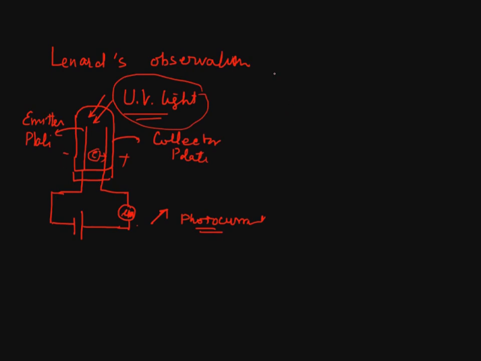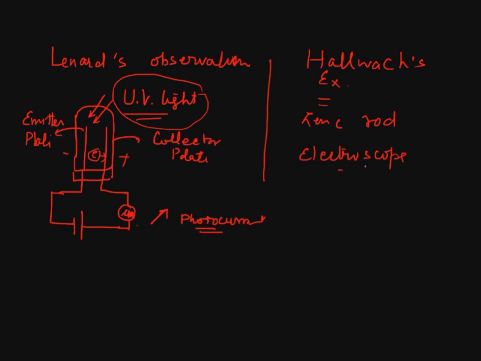Later on, another experiment was given by Hallwachs. एक्सपेरिमेंट में उन्होंने क्या किया, उन्होंने जिंक रॉड लिया, जिंक रॉड को उन्होंने कनेक्ट कर दिया with that of an electroscope, as you know that is basically a device which can detect whether any body is having charge or not. So when this zinc rod was negatively charged, right, and when the light was made to incident on it, it became neutral.